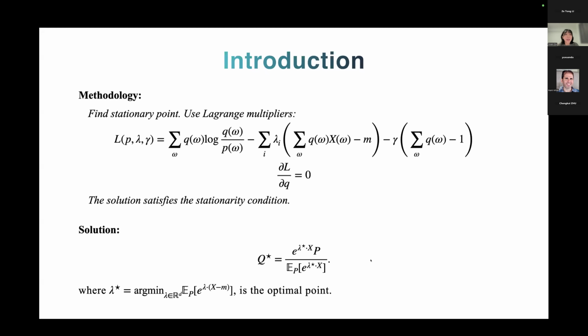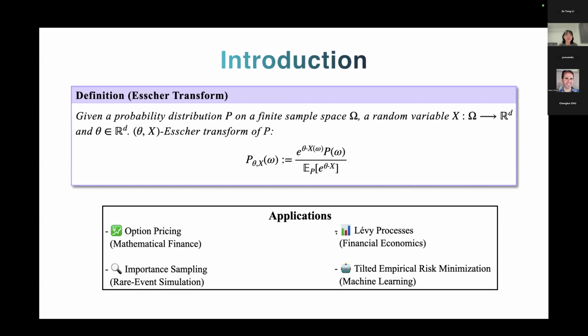To solve this problem, we use the method called the Lagrange multiplier, and we have this stationary condition. The solution to this problem is Q star, which takes the form of the exponential of lambda star dot x multiplied by P. Here lambda star is the optimal point of this problem, minimizing the relative entropy. So it leads us to the definition called the Esscher transform classically. We are given the probability distribution P, a random variable X, and a vector parameter theta. Then the Esscher transform of P is defined as the parameterized P, the exponential of theta dot x times P.